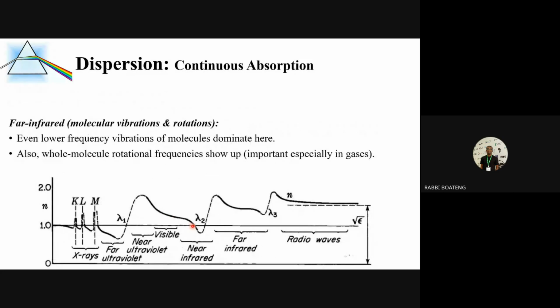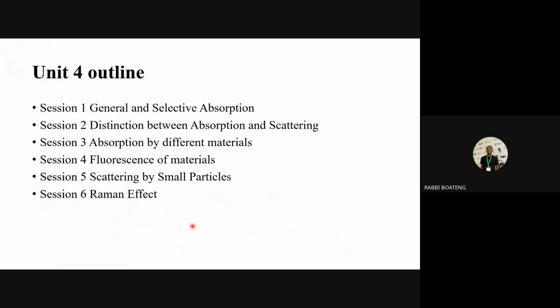Now, I've explained this. I want to talk about unit 4, what we're supposed to do today. Today, I just want us to go through the general, absorption and scattering. The first session is about the general and the selective absorption. Then we talk about the distinction between absorption and scattering, then absorption by different materials. And we're supposed to look at fluorescence.